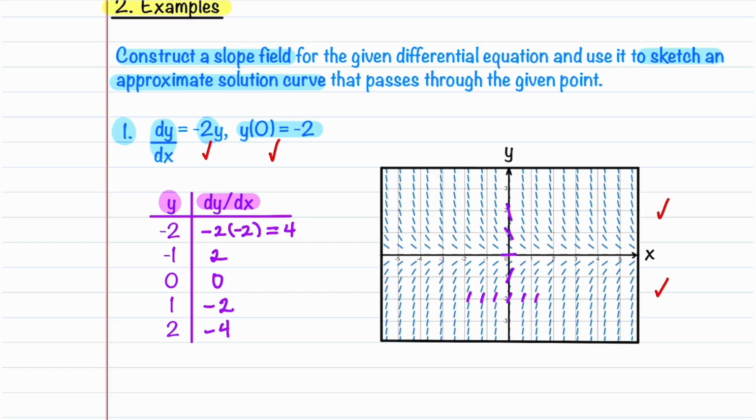We let x be equal to 0 and y be -2. That's this point right here. And then we can just plot the solution curve based on these slope fields. As we move to the right, our solution curve is going to move toward the x-axis. It's really great that we can see what our solution looks like without even having to solve the equation.